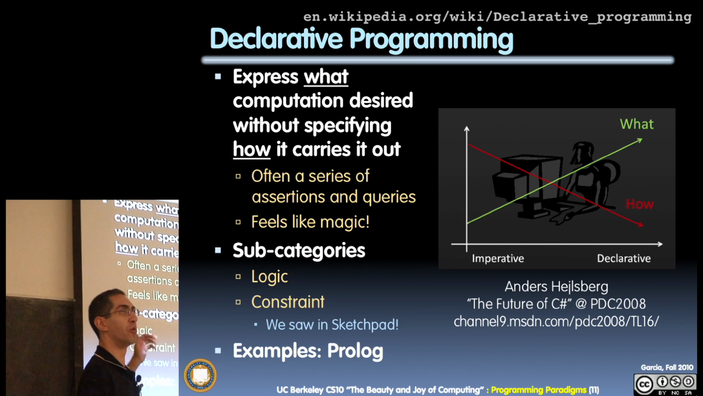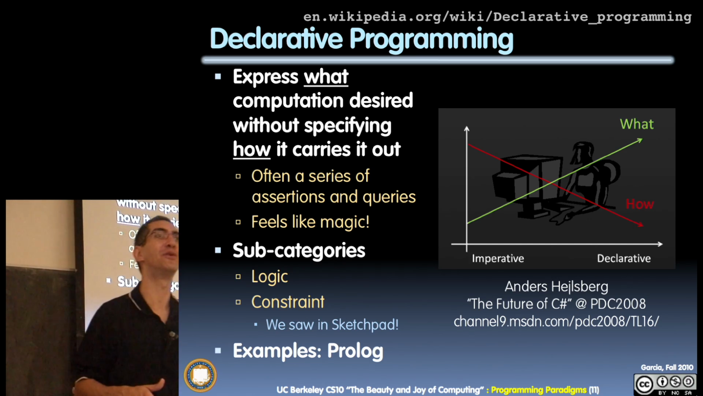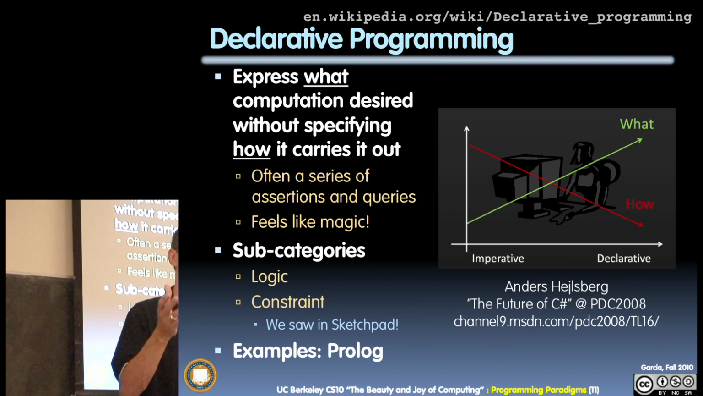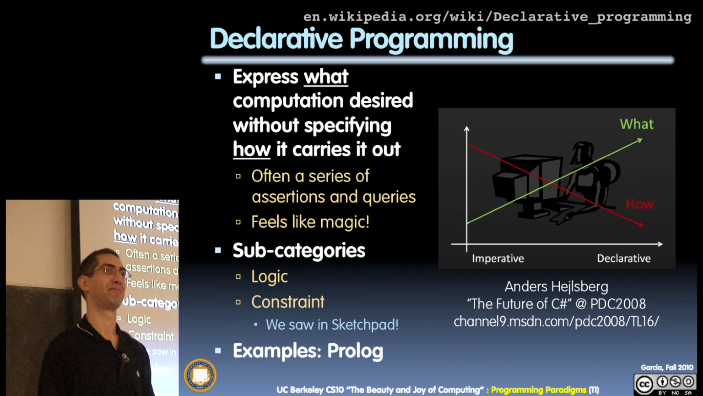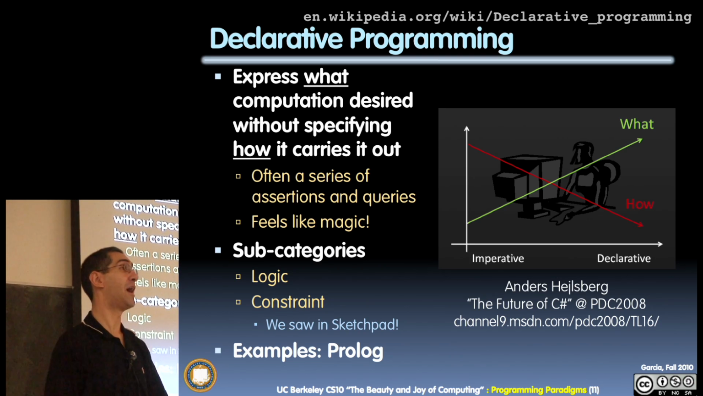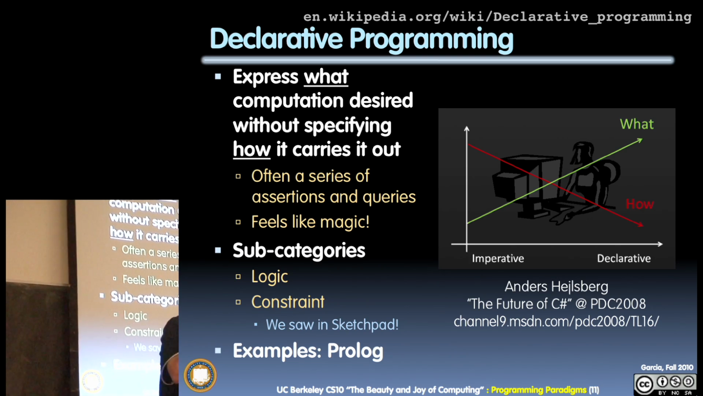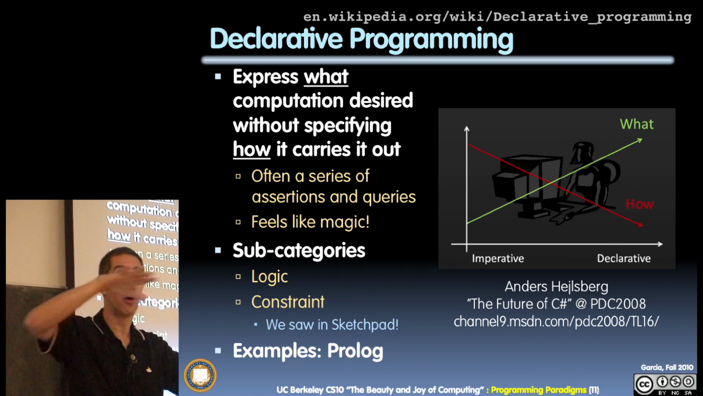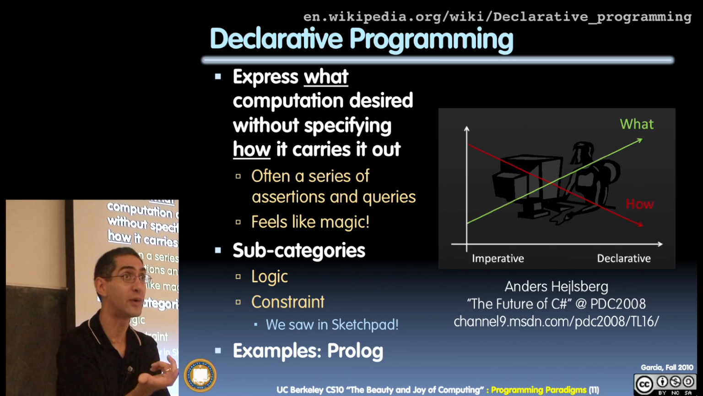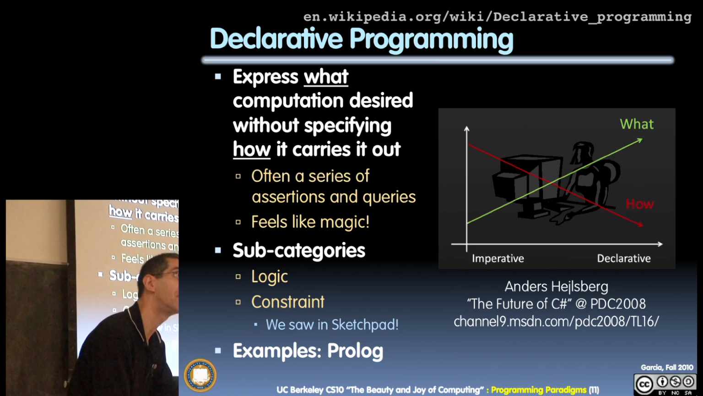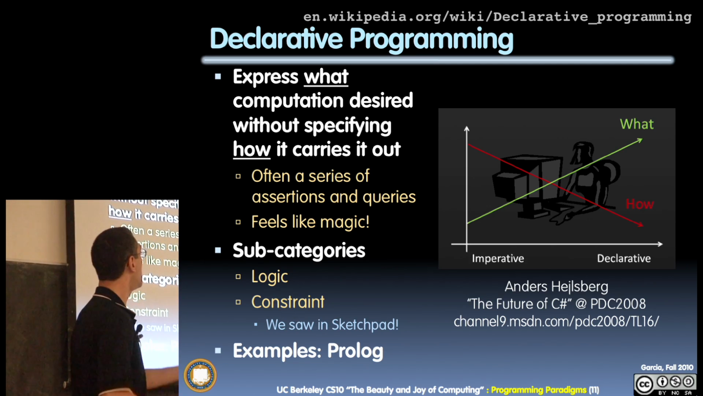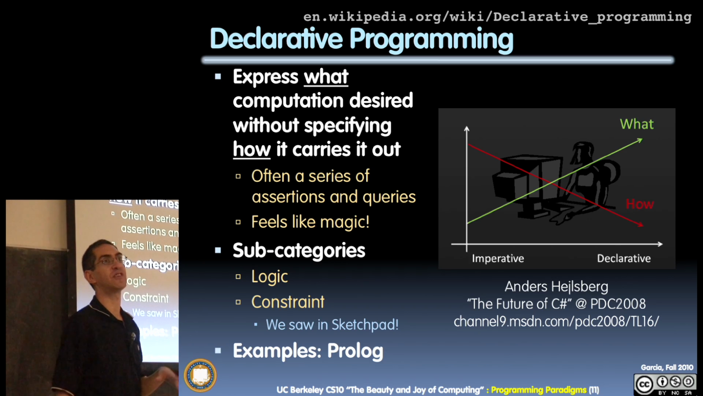In the declarative world, you don't tell it how to do it at all. You just tell it what you want. And almost by magic, the right thing happens. Okay? Now, there's not real magic in there. There is a program below the line, below the abstraction line, that's actually doing the work. But you as the programmer don't have to tell it how to do it. It just gets done. What's often used is a series of assertions and queries.